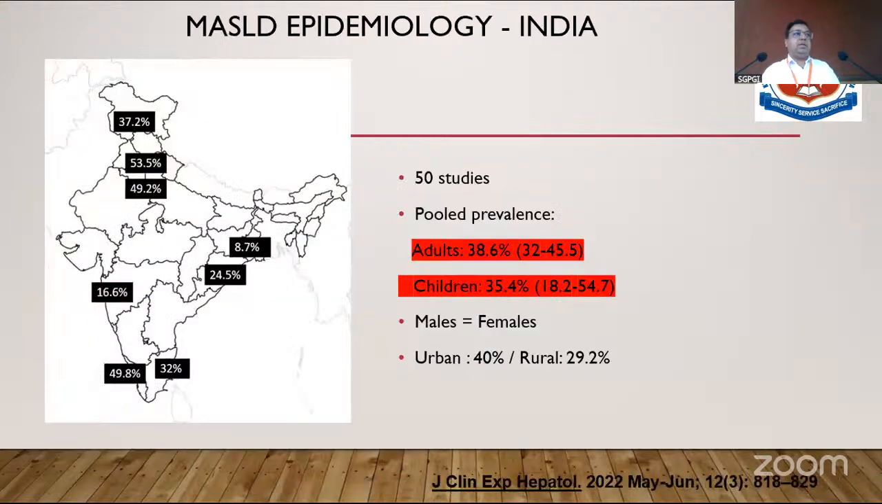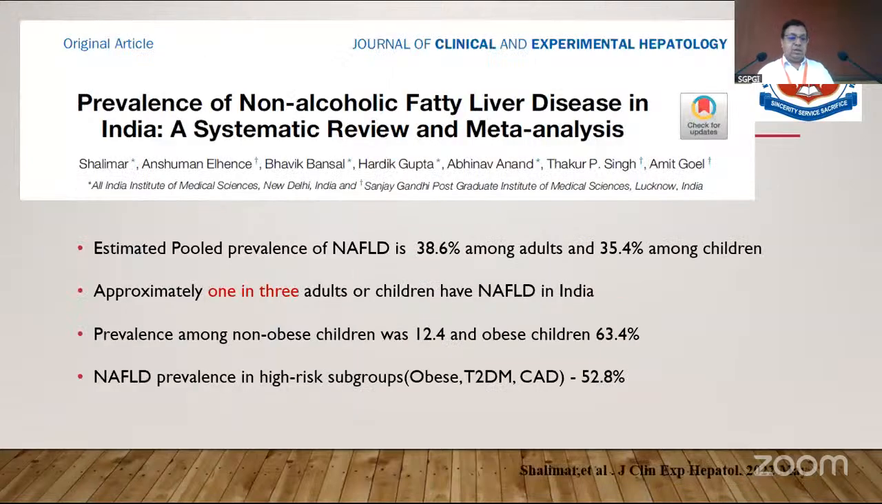This is a meta-analysis published in JCEH in 2022, in which 50 studies were taken. In this meta-analysis, pooled prevalence of adults having MASLD is about 38.6%, and even children have 35.4% prevalence of MASLD. Males have equal prevalence to females, and MASLD is more common in the urban population in comparison to the rural population.